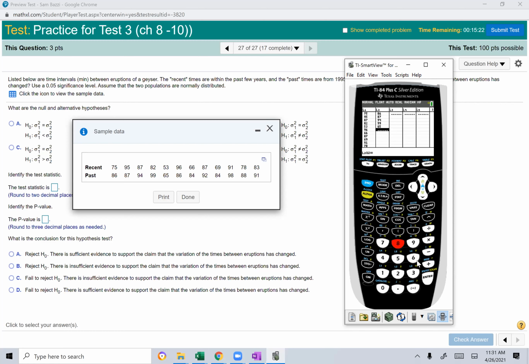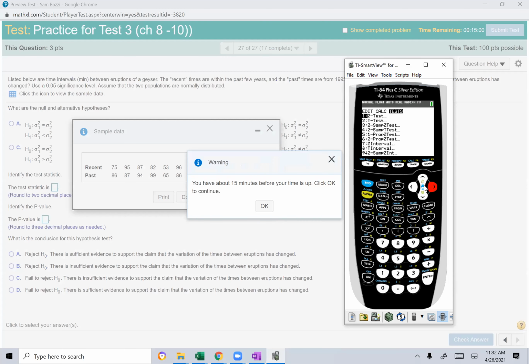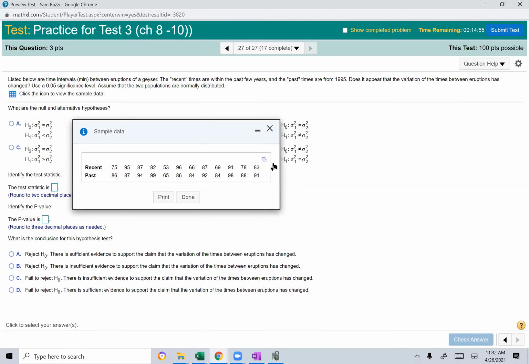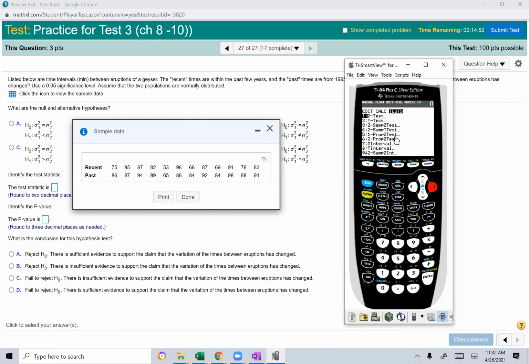65, 86, 84, 92, 84, and 98, 88, 91. Okay, we go to stat, tests. It's a two-sample F test when you compare variances for section 10.3.